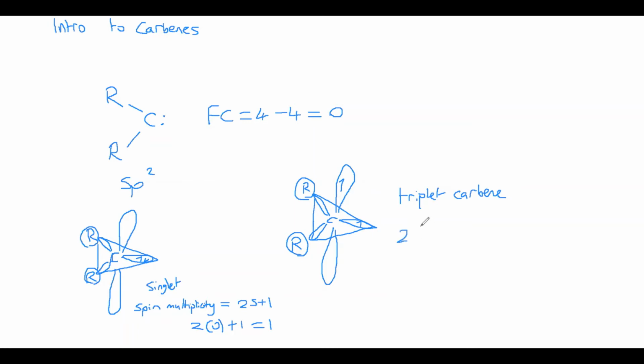Now, the triplet carbene has a spin of 1 contributing. The s is 1 as we get half from each of these electrons. So 1 overall. So we get 2 times 1, which is 2, plus 1, which is 3, gives us 3. So the triplet carbene. So as I said, we'll look through some examples, but these singlet carbenes are mainly generated in solution and react in a concerted way, whereas the triplet carbenes are generated in the gas phase and react in a stepwise manner instead. So we'll look in later videos at how that affects our products.